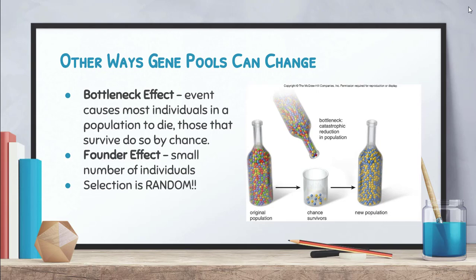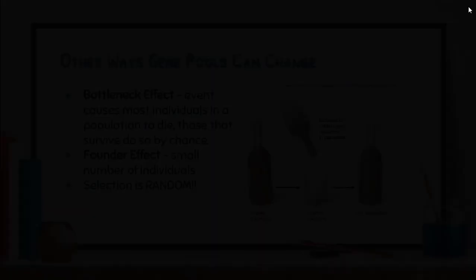The selection is completely random. It's not necessarily about what traits are advantageous to survive, reproduce, and pass those traits on. It's about who just randomly survives, and as a result, you see those genes as the dominant genes in the future populations.